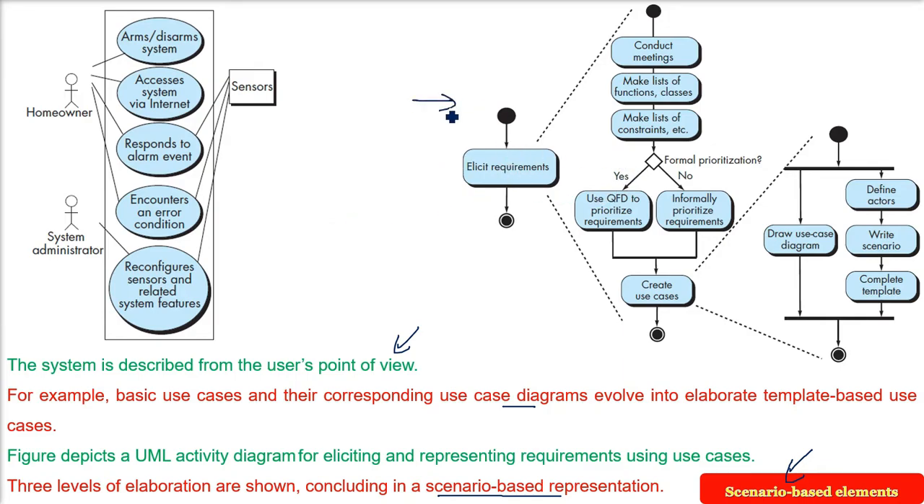For example, you have this UML activity diagram for eliciting and representing the requirements using the use case. So use cases are one thing, then making an activity diagram, and we'll talk about the state diagram also. So these will increase the requirement level. This is the simple use case: how the homeowner is interacting, what functions he wants, what the primary actors are, what the secondary actors are. But in order to elicit the requirement, there can be multiple levels. For example, you have to conduct a meeting first. You can use QFD. You have to prioritize the requirements, define the constraints, the functions and the classes.